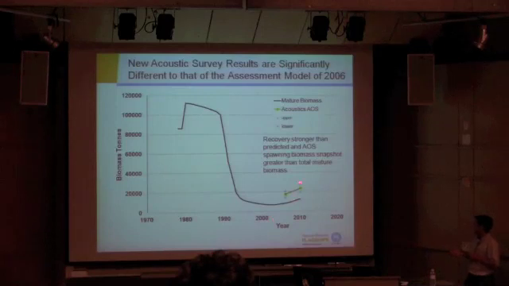The difference is that the acoustics is higher, and that's just the snapshot spawned population. It doesn't include portions that aren't spawning and turnover rate. So it holds some great promise that this fishery is recovering.